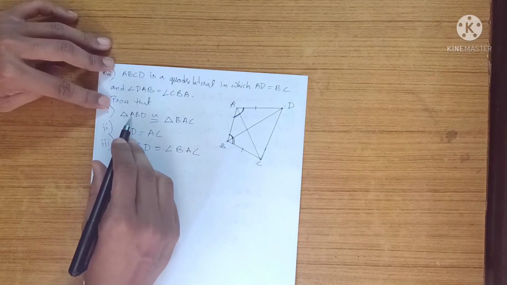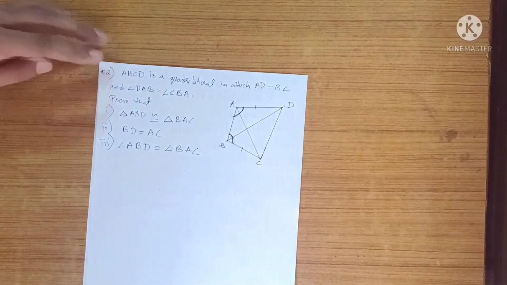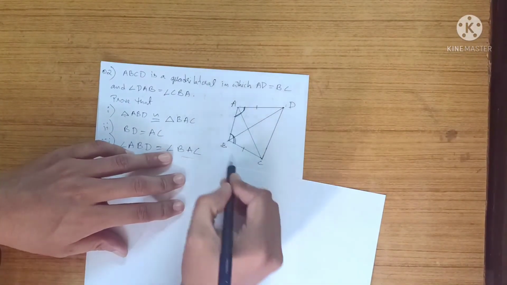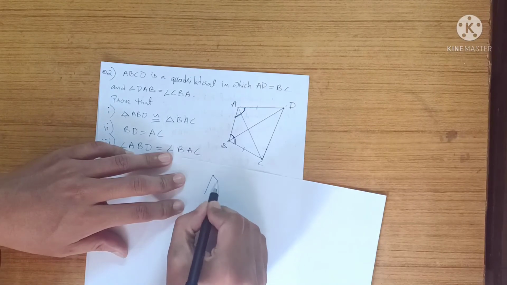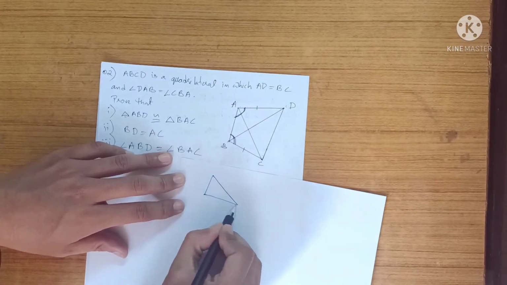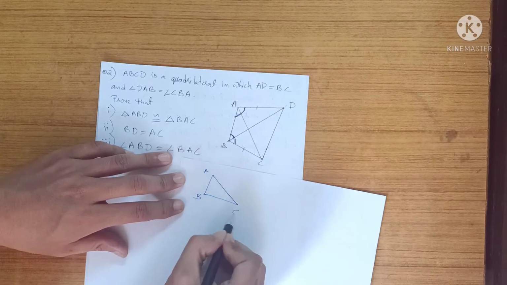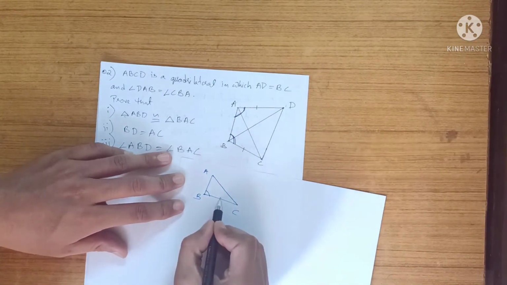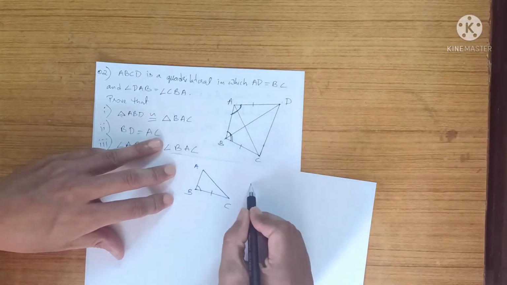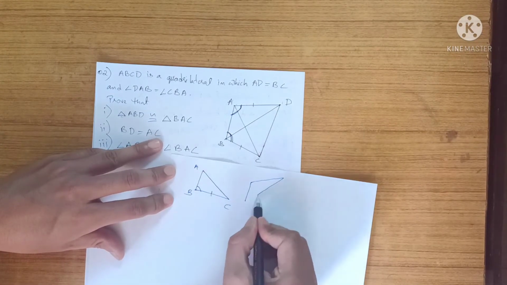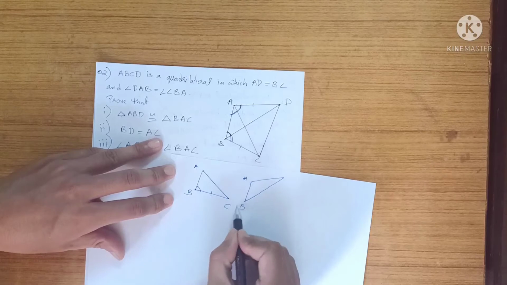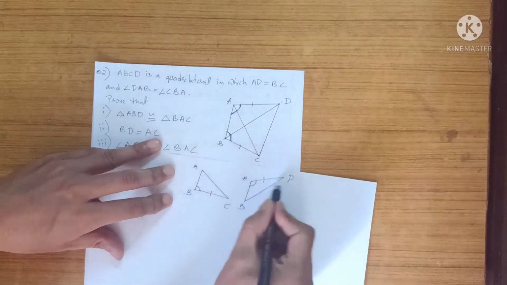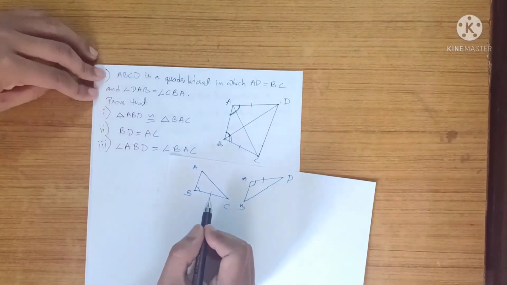So first question is ABD. So let me just draw the diagram here. I'm going to separate the diagram, okay? ABC, the same diagram, I'm just taking it out and writing it here. And then I'm going to take this out. A, B, D. This and this is equal. So this side and this side is equal. This angle and this angle is equal. We need one more.